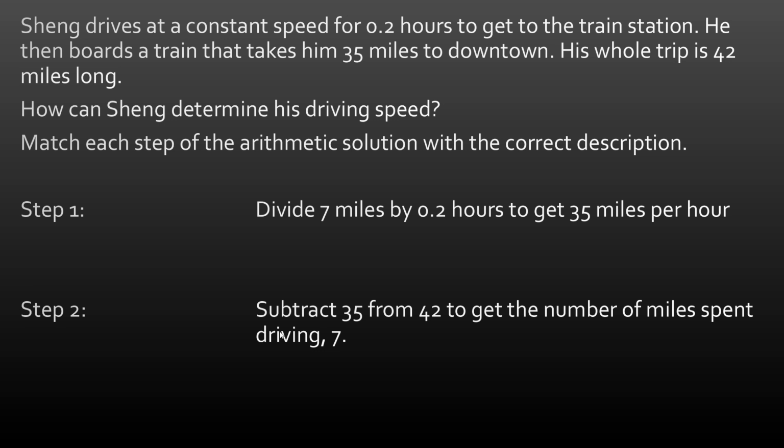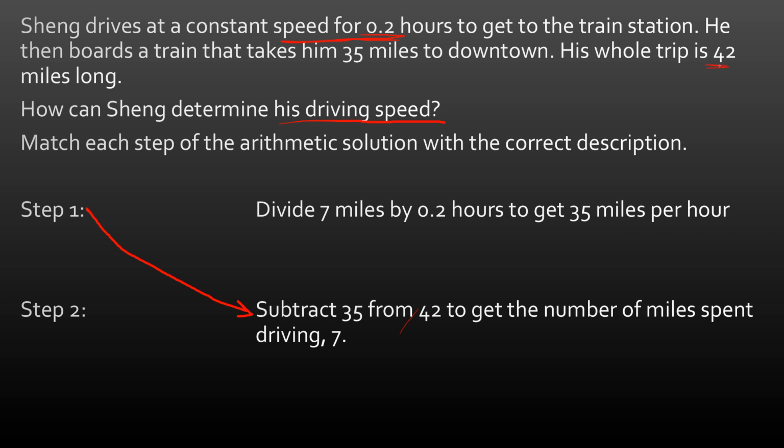The first option says that we are going to divide 7 miles by 0.2 to get 35 miles per hour. The second one says that we want to subtract 35 from 42 to get the number of miles spent driving. So he wants to know what his driving speed was, right? That's the speed when he was driving to the train station. So the first thing we would want to do here is subtract that 35 from 42.